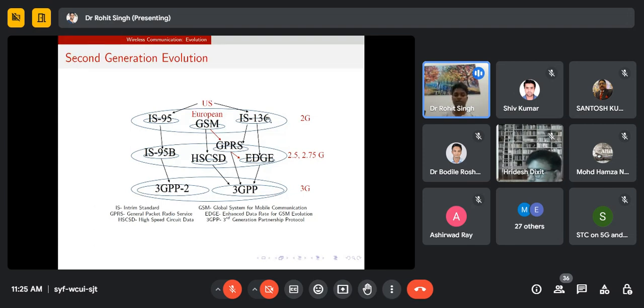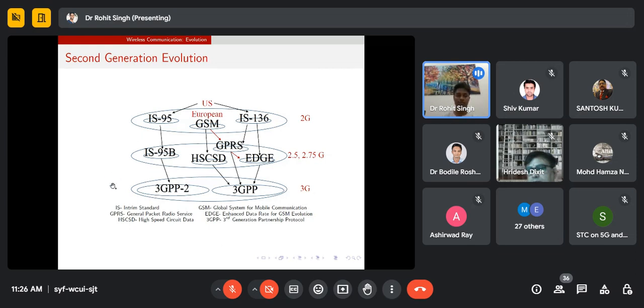Before that, you can see in the second generation you had different standards. Some of them came from the US, some from Europe, and some from other parts of the world. For example, Japan has its own NMT standard. 2G becomes 2.5G, where in 2.5G we introduced high-speed circuit switched data, GPRS, and EDGE. We will discuss what these HSCSD and GPRS are. And finally, in 2000, we came to have a standardization in terms of 3GPP.